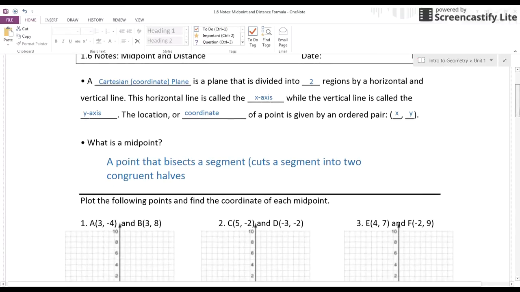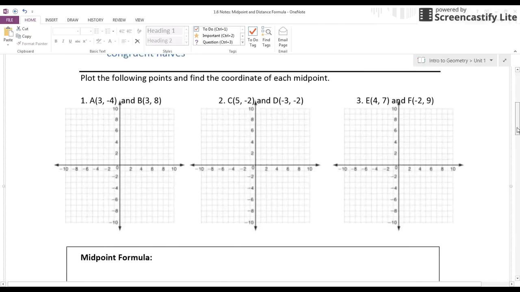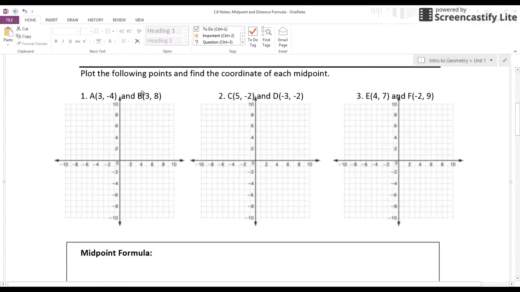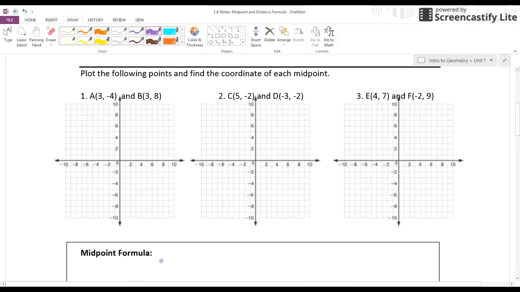So when we look at points on a plane, for example, like number 1, you can plot the points (3, -4) and (3, 8), and see if you can find that midpoint. So why don't we go ahead and do that? For (3, -4), remember it's again x comma y, so I'm going to go to 3 on the x, go down 4 on the y to get my first point, and that would be point A. Let me go ahead and label my point here. Point A. Always want to label which point is which, right?